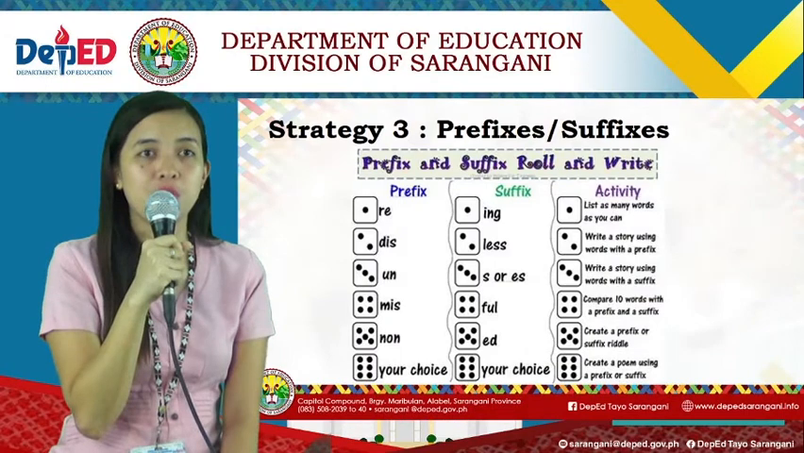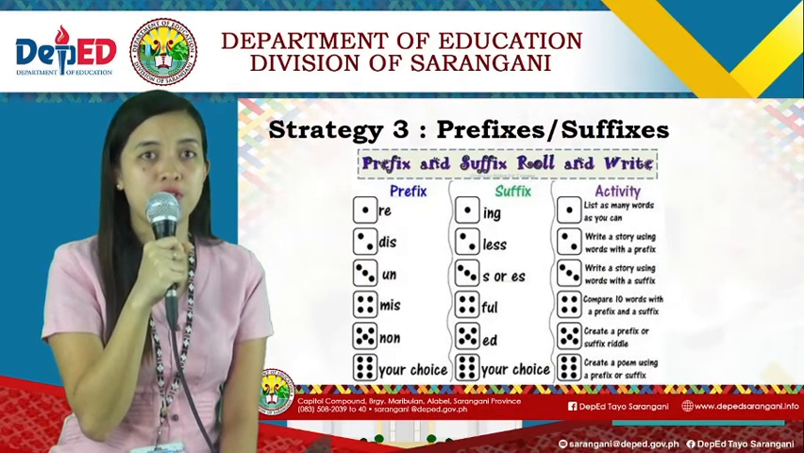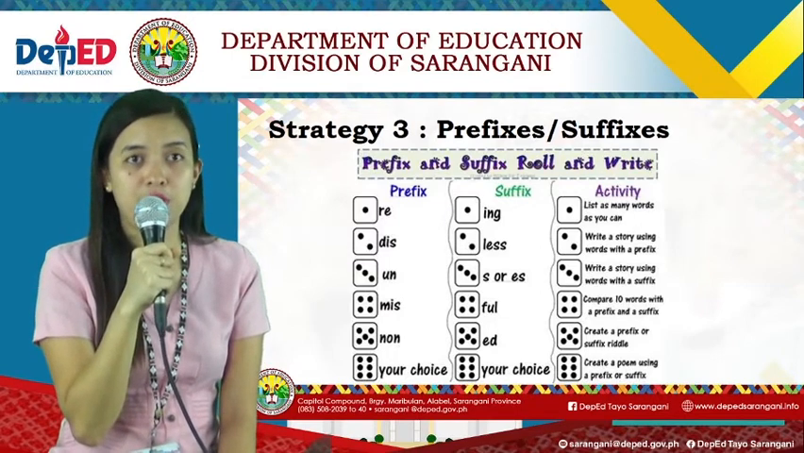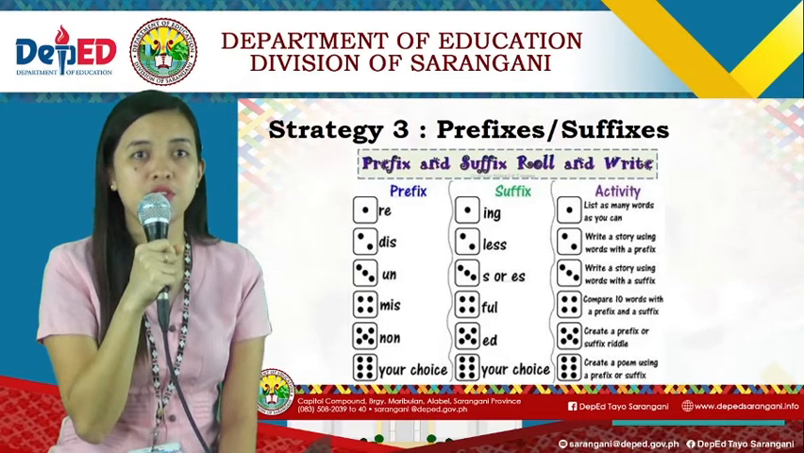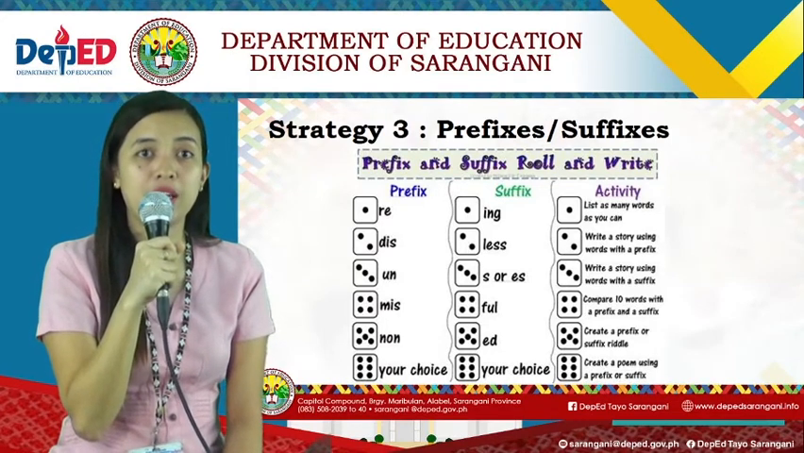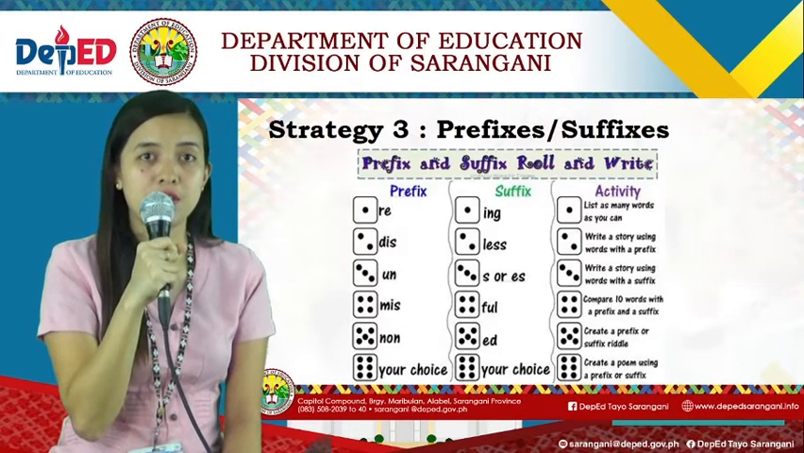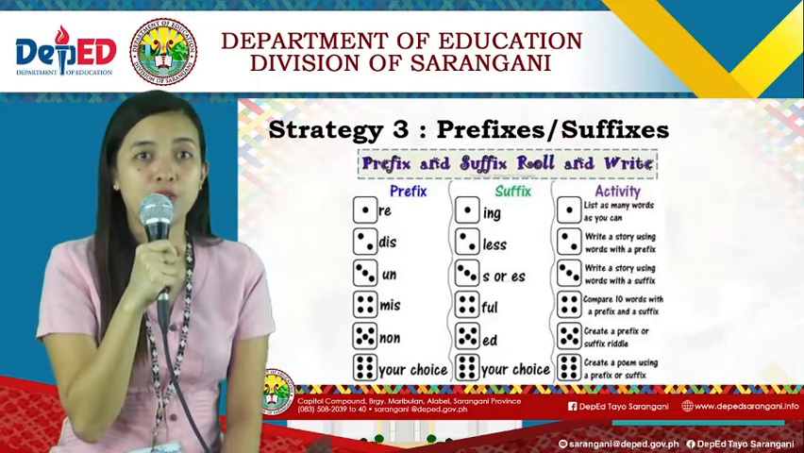So this is also another activity that we can present to our learners using the prefixes and the suffixes. This can improve their vocabulary skills. We have this prefix and suffix roll and write. I know that you are familiar with playing dice. You can buy it or you can personally make this dice and provide it for our learners.